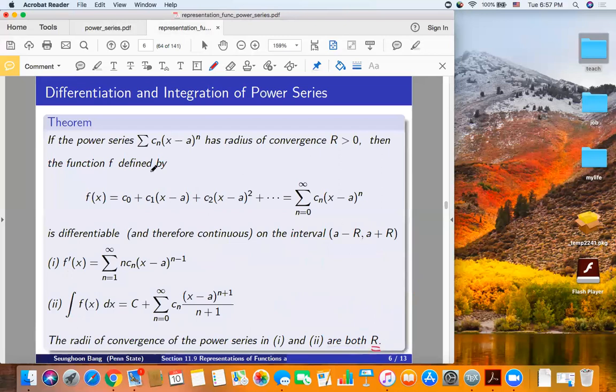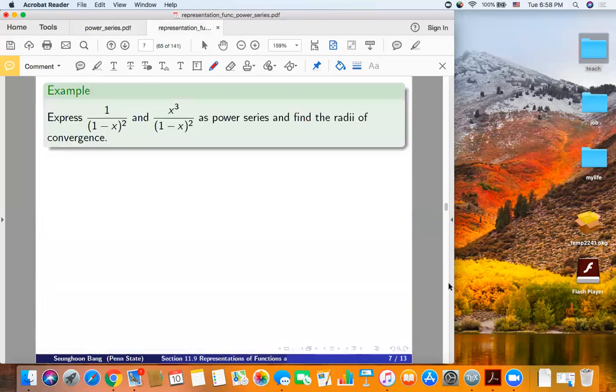Always R. Here, the original one has radius of convergence R. What about the derivative and the integral? It doesn't change. It's always R. So what does it mean? You don't need to find R again. It's exactly the same as the original one. This is the idea. This is one example.